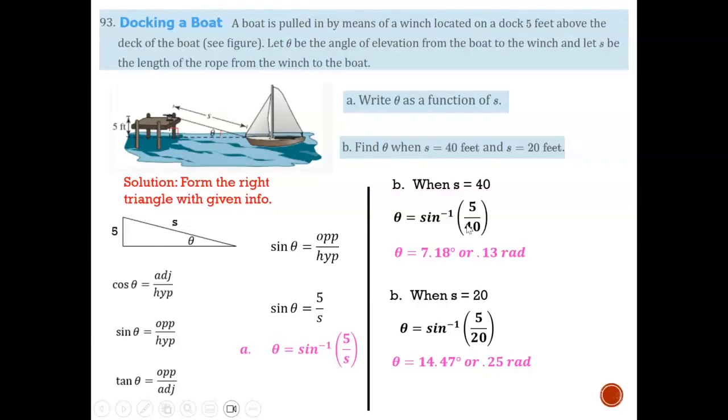Right, if you notice, if S is 40, if the length of the rope is 40, you get 7.18 degrees or 0.13 radian. But when it's 20, when it was cut in half, the degrees and the radian doubled. Isn't that kind of weird? But that's mathematics for you. It went from 7.18 to 14.47, from 0.13 radian to 0.25 radian. Okay, so that's how you do proportions also.